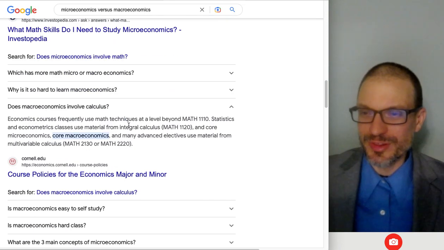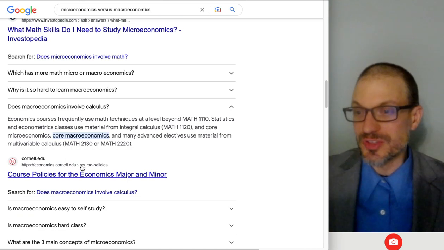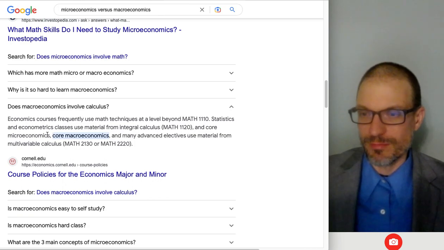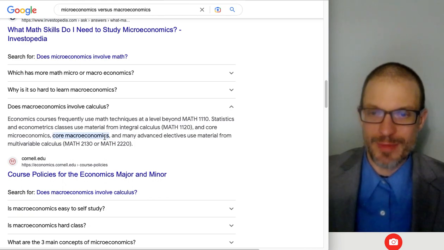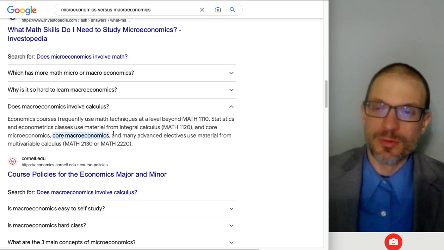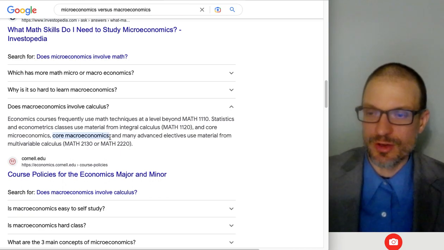So does macroeconomics involve calculus? It's going to say frequently uses, yeah, and this is specific to Cornell, right? So let's see. Yeah, so you need calculus for core microeconomics, core macroeconomics. I would imagine when they're talking about core microeconomics and core macroeconomics, they're referring to what gets used in their major. So it'd probably be the intermediate level version like I was mentioning.